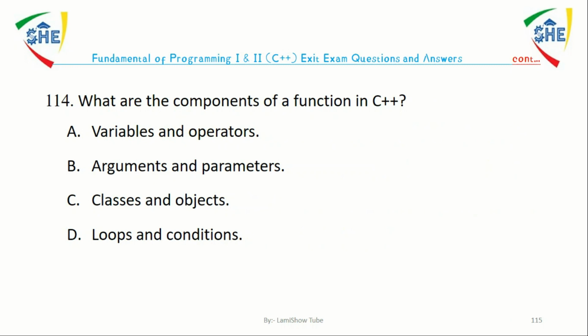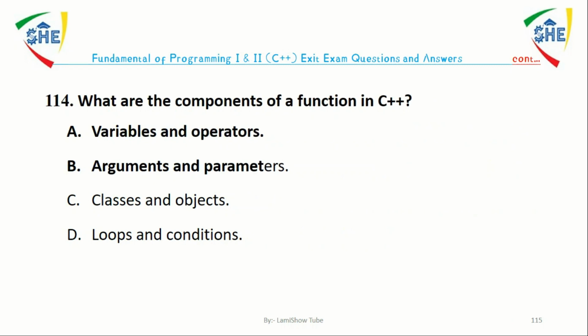Question number 114. What are the components of a function in C++? A. Variable and operator. B. Argument and parameter. C. Class and object. D. Loop and condition. The components of a function in C++ include argument and parameter, which are used to pass values to a function and receive values from the function respectively.